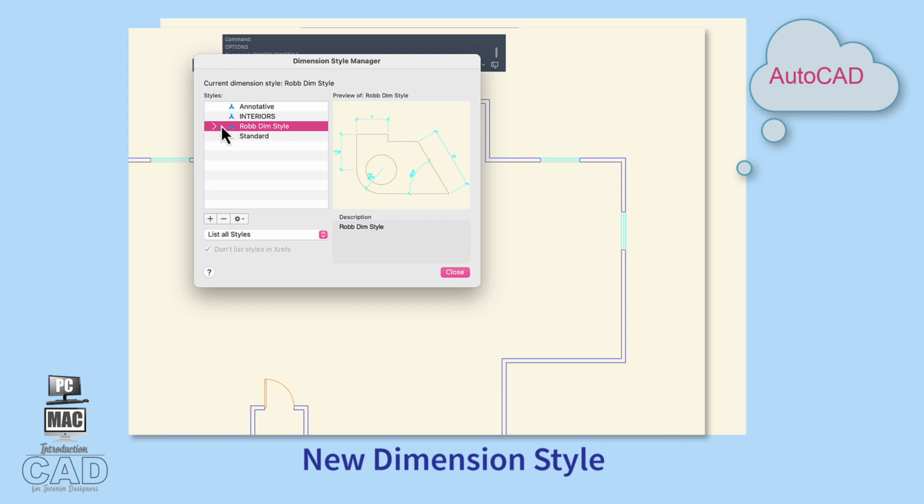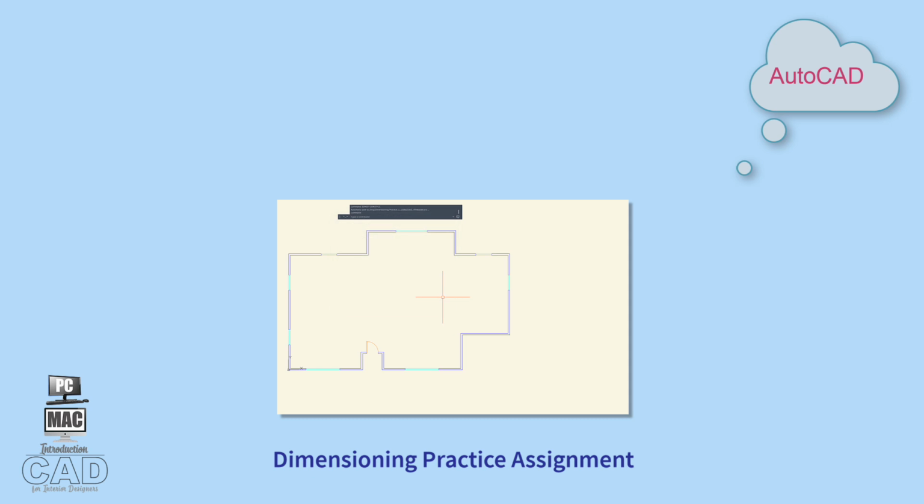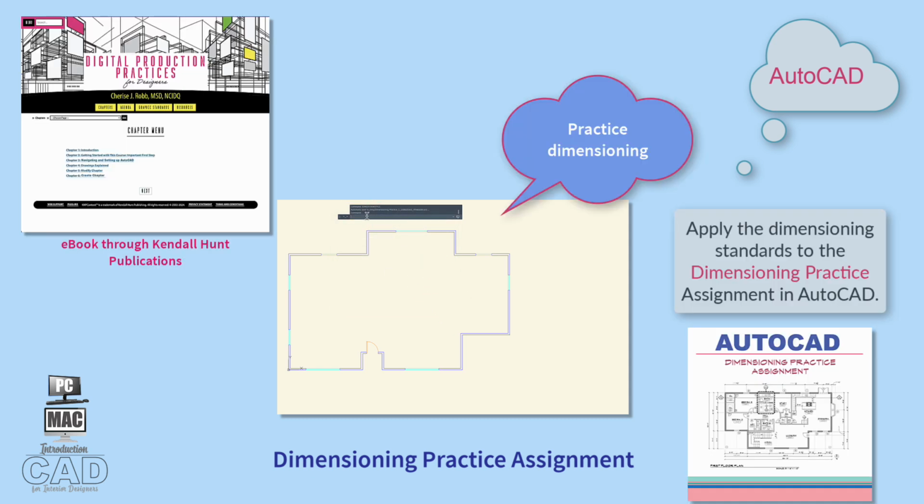Make sure that you see the new dimension style that you created during the tutorial, and that the style is set to the current style. You will know when a dimension style is current by the arrow. You can also go to the Gearbox pull-down menu and choose Set Current. Pick the Close button. You are now able to go on to the dimensioning practice assignment if you are following along with the Kendall Hunt ebook, or if you are taking an in-person class with me.